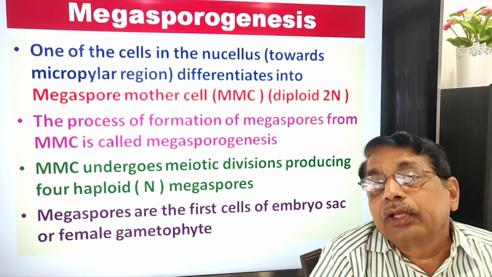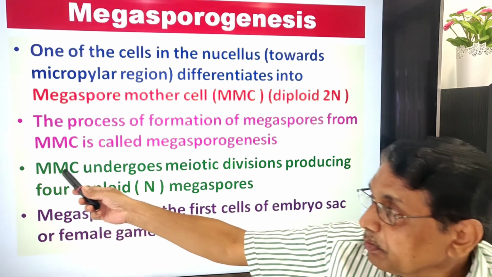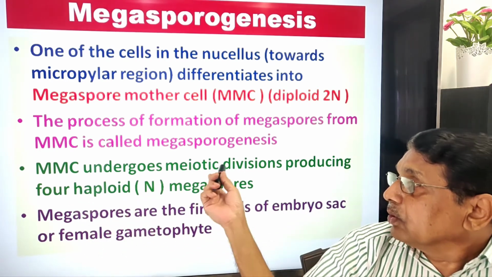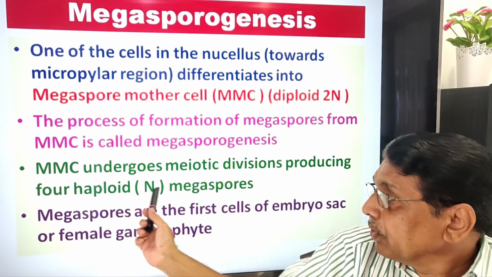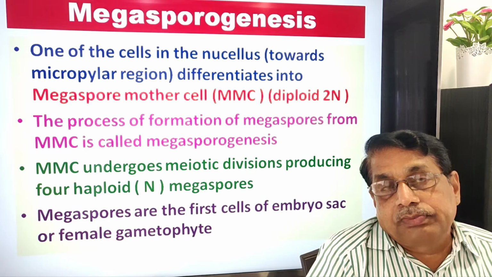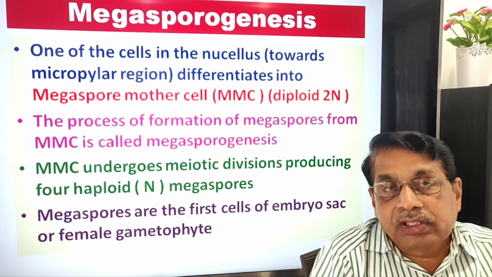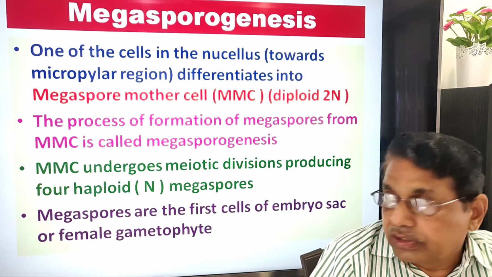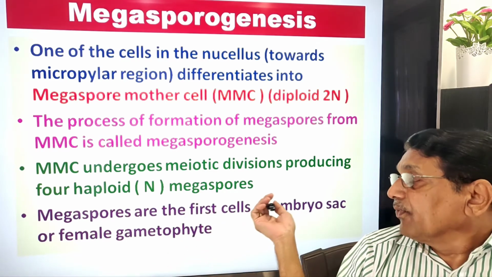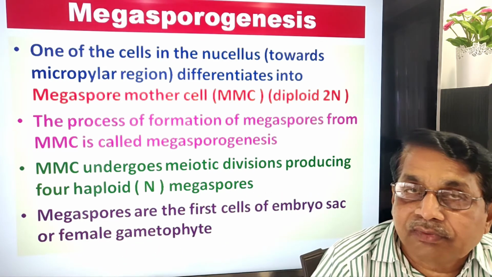In the male, it is microsporogenesis. MMC, megaspore mother cell, undergoes meiotic divisions and produces 4 haploid megaspores. Just like the microspore mother cell, here also it undergoes reduction division, but later on there is a difference. We will see that. Megaspores are the first cells of the embryo sac or female gametophyte.